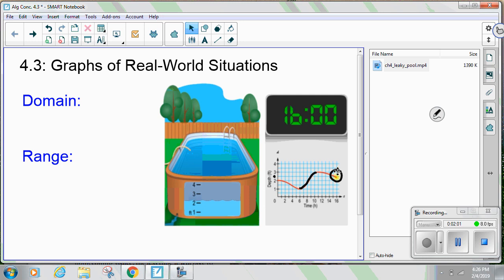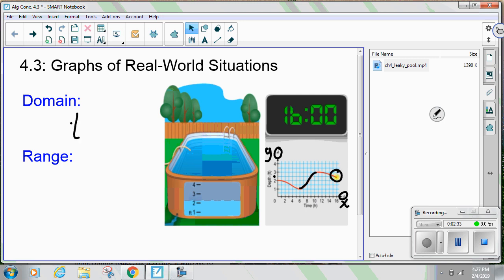All right, so what are some things we can gather from this graph? So first of all, remember domain and range. What is domain? Domain, if you remember from before, is always going to be our x values, and range is always going to be our y values. Well, this time x is just called t for time, and y is called d for depth. So we're going to replace x with t this time.